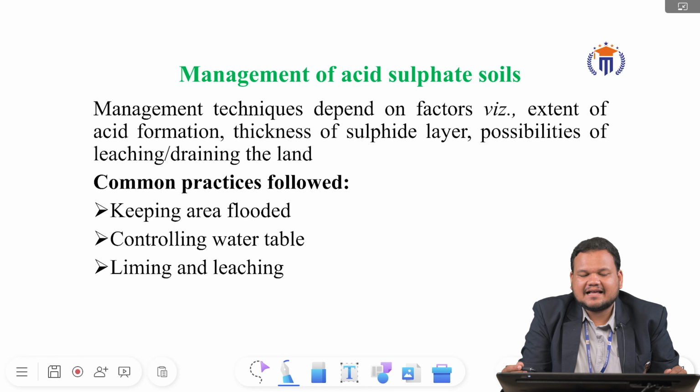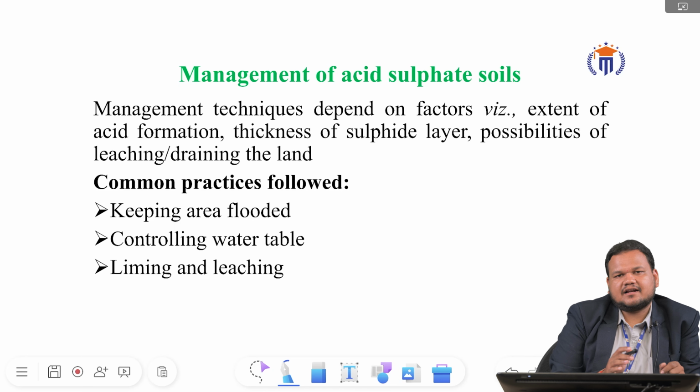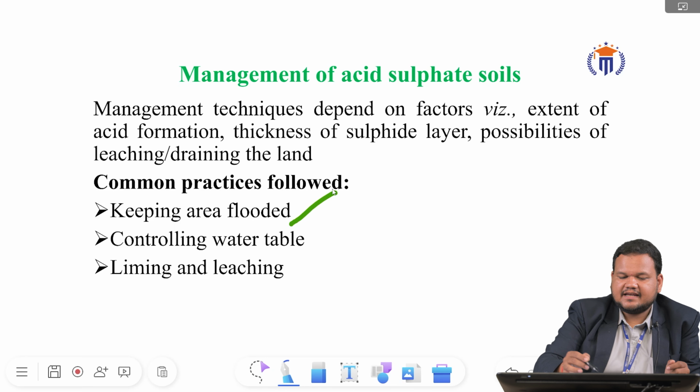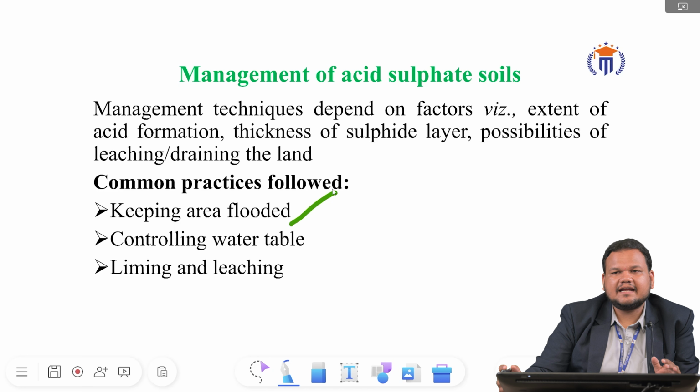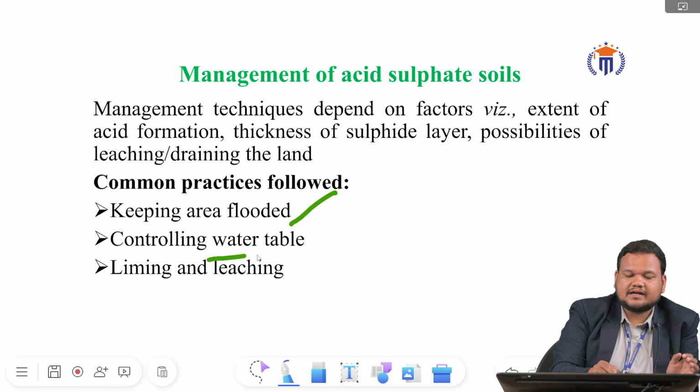Now coming to your acid sulfate soils. It depends upon the thickness of the sulfide layer. If the thickness of the sulfide layer is more, then more amount of drainage or leaching is required. So the common practice that can be followed in case of acid sulfate soils is keeping the area flooded. If you are keeping only dry conditions, there is a formation of acid sulfate soil. If you are keeping the area under a flooded condition, automatically the pH will go to a neutral level, and also controlling the water table.